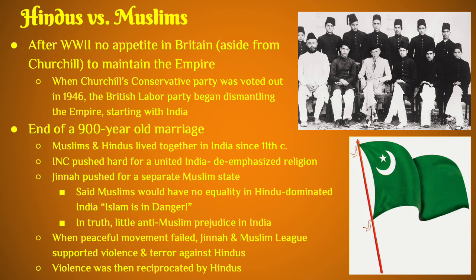As a result, you start to get real conflict between Hindus and Muslims. After the Second World War, Britain had really lost its appetite for empire. Other than Churchill and some of the leaders of the Conservative Party, people didn't want to continue to hold on to their empire. They were tired of war. They were tired of that position. And in 1946, Churchill's Conservative Party is voted out in Britain, and the new Labour Party, one of their key objectives is to dismantle the empire, and they started with India.